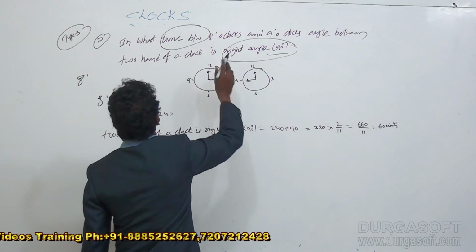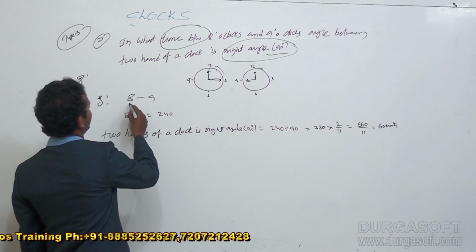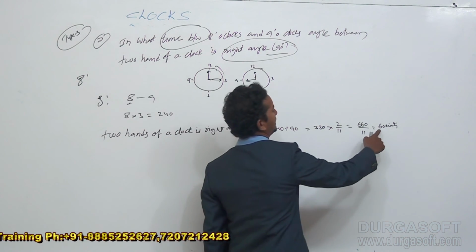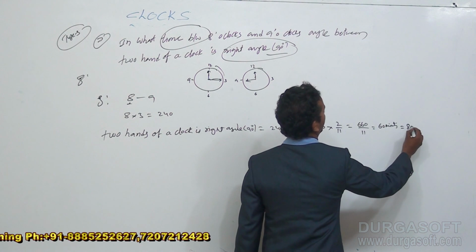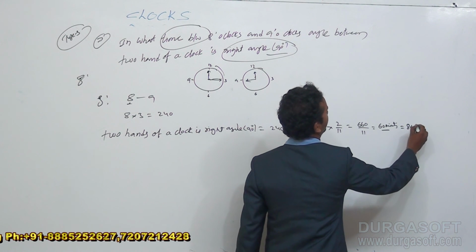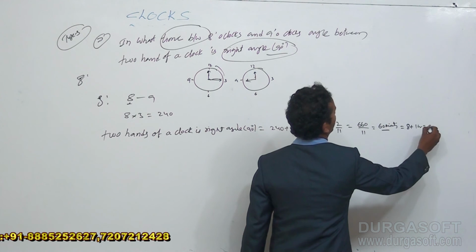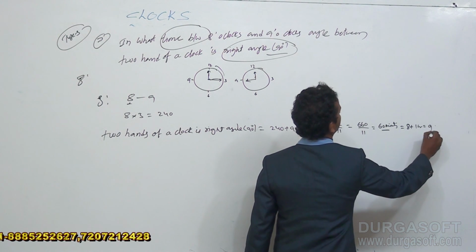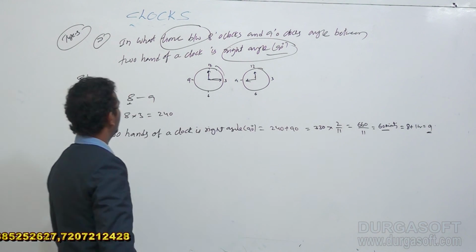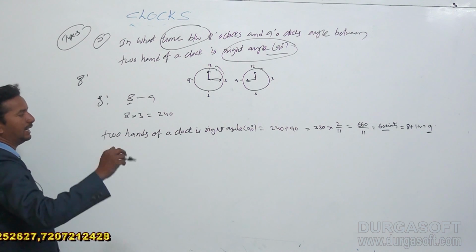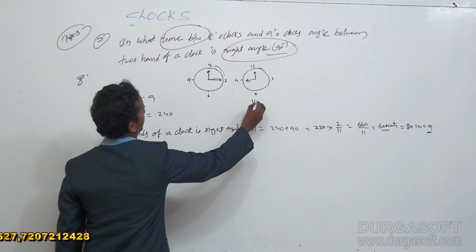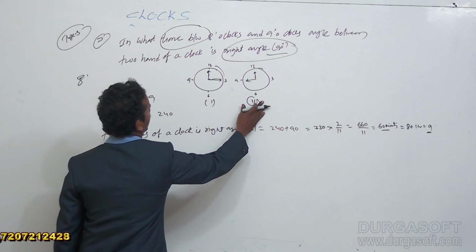So at what time? 8 o'clock, 9 o'clock. Here 8 is already there, 8 plus 60 minutes, nothing but 1 hour, so 8 plus 1 hour is equal to 9. Okay, 9 hours. This is the two hands of a clock at a right angle. This is the one part I am calculating, this is the second part.